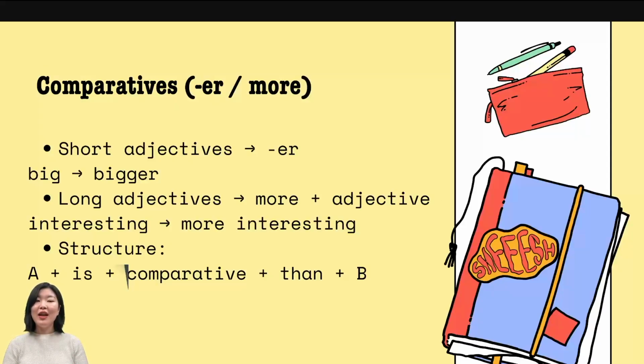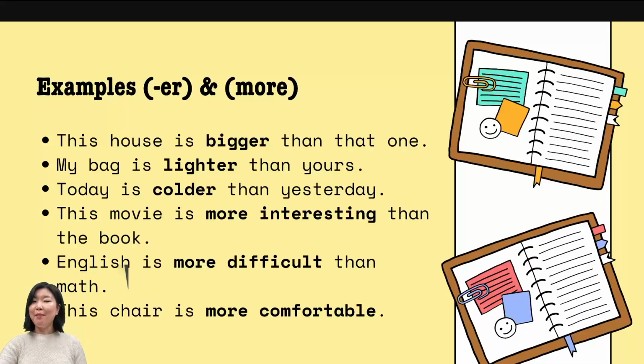So comparatives have two different forms. For short adjectives, you add ER, like big to bigger. Whereas for long adjectives, you use more plus the base form of the adjective. For words like interesting, you don't want to say interestinger. You want to say more interesting. So in a sentence, you would start with A, then the comparative, then B, to compare the difference between A and B. Let me give you some examples.